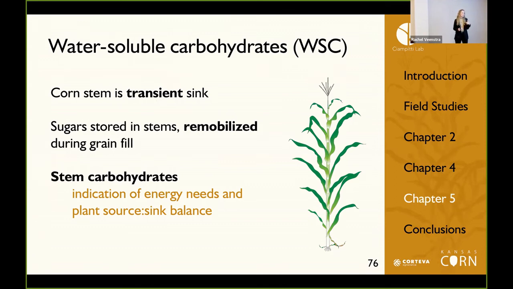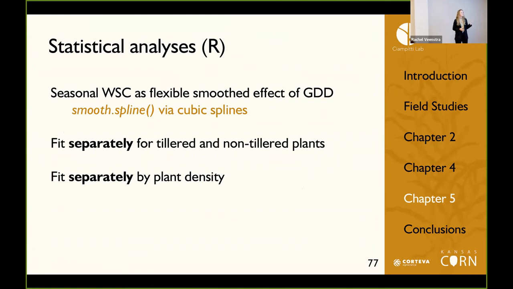In this way, the carbohydrates in the stem were used, in our case, as an indication of the energy needs and the source-sink balance in that plant, where things are moving and what's happening. The seasonal water-soluble carbohydrates were fit as a flexible, smooth function of growing degree days with a smooth spline function with cubic splines in R. And we fit these lines separately for tillered and non-tillered plants, as well as separately by plant density.